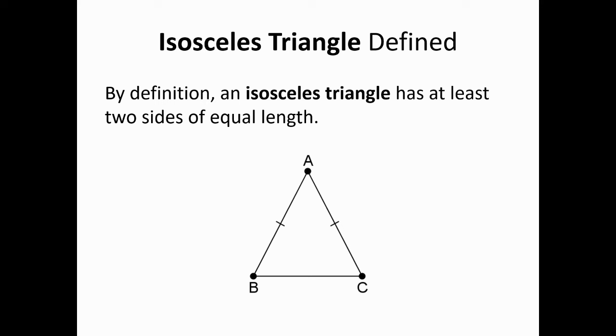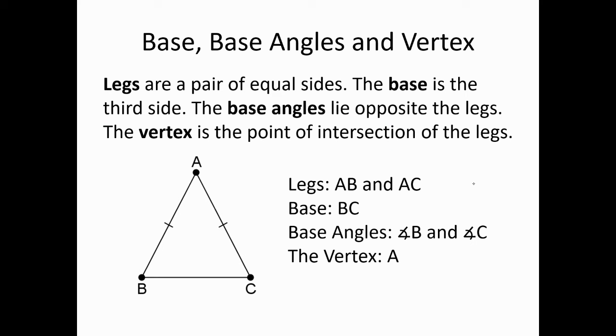By definition, then, an isosceles triangle has at least two sides of equal length. Let me emphasize the at least two. Okay? One way to have at least two, of course, is to have two equal sides. Another way to have at least two is to have three. And we will talk about that in some more detail in just a moment, but do keep that in mind. Three is a possibility as well. Three equal sides does mean isosceles, as does two.